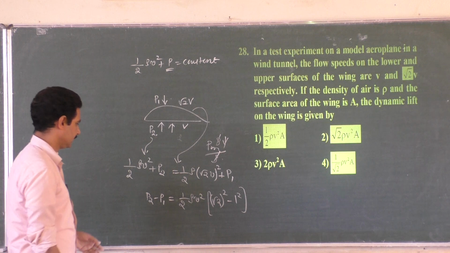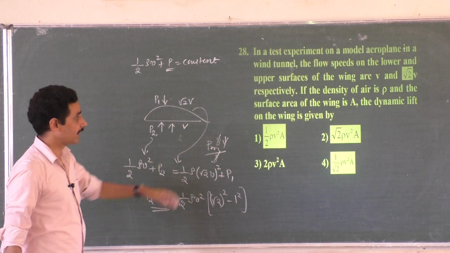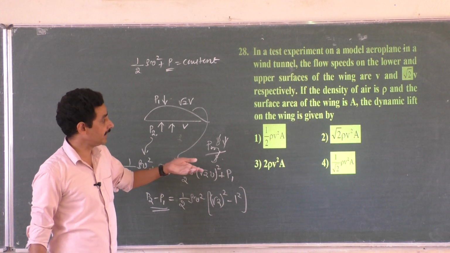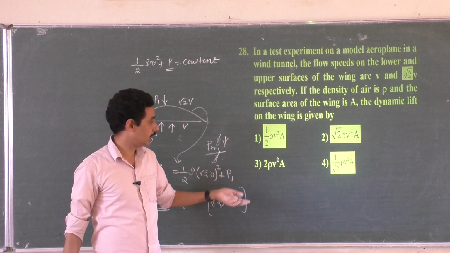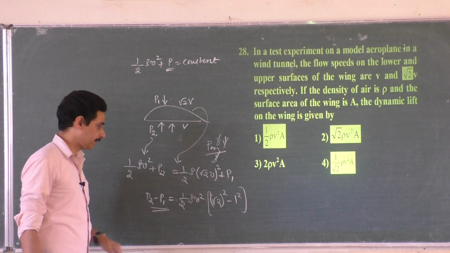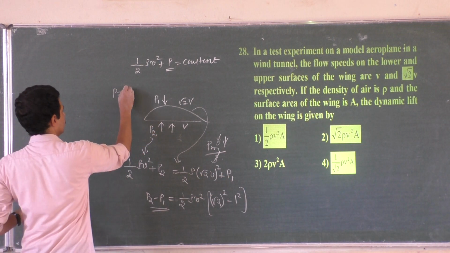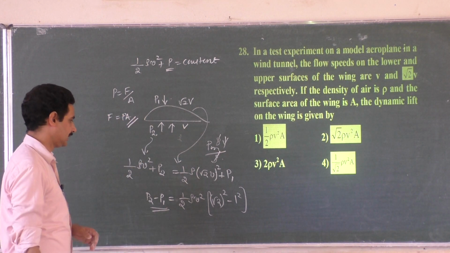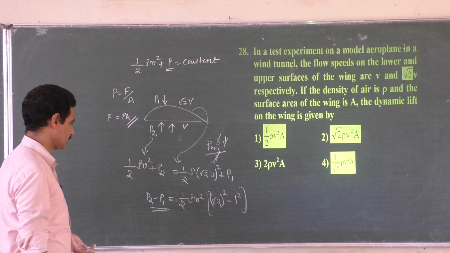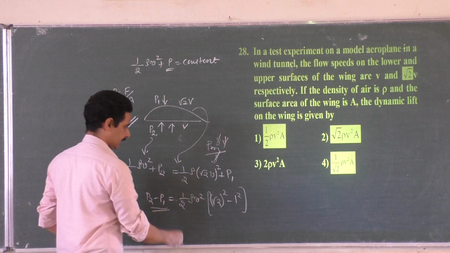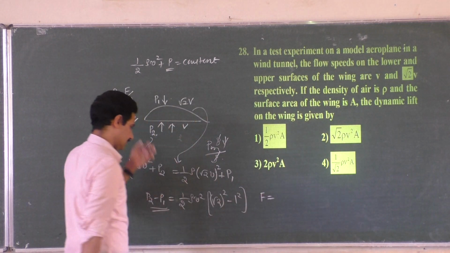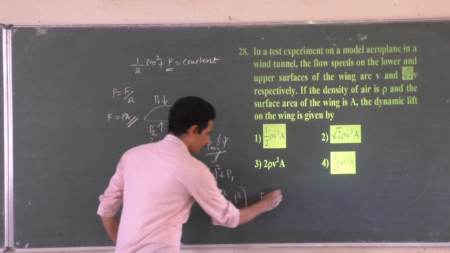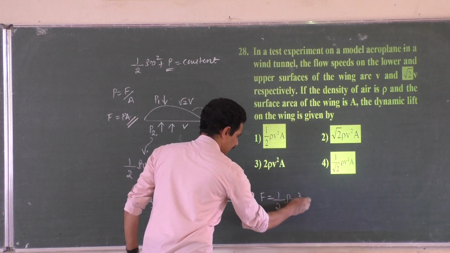So what will you get then? This is the pressure difference, but they are asking for the upthrust, the dynamic lift. Lift means force. All the answers should be multiplied by area, because pressure is equal to force by area. Force is equal to pressure into area. So multiply this by area. The lifting force F is equal to this into area. This is 2 minus 1, which is 1. Half rho v square into area.